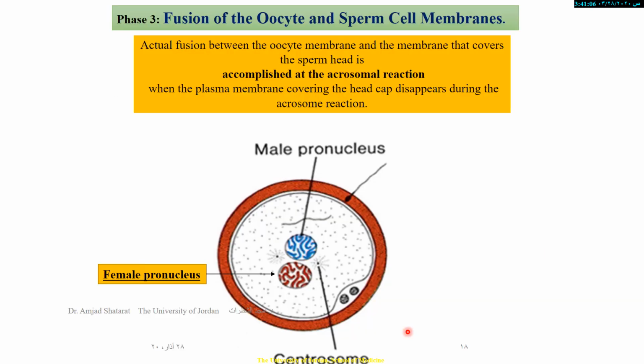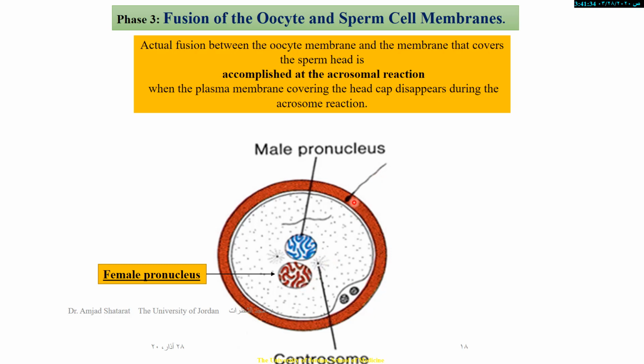Now the last phase is fusion of the oocyte and the sperm cell membranes. Actual fusion between the oocyte membrane and the membrane that covers the sperm head is accomplished at the acrosomal reaction, when the plasma membrane covering the head cap disappears during the acrosome reaction, and as a result the sperm gets inside.